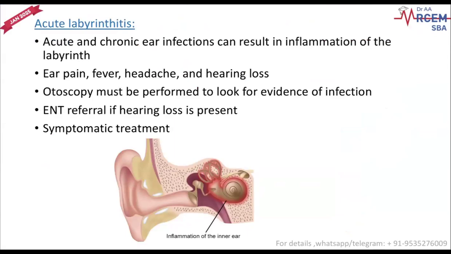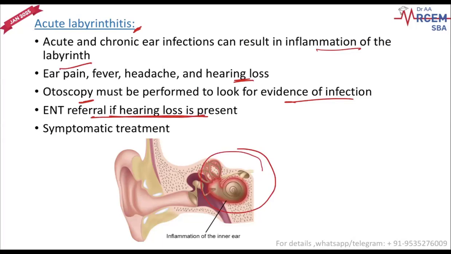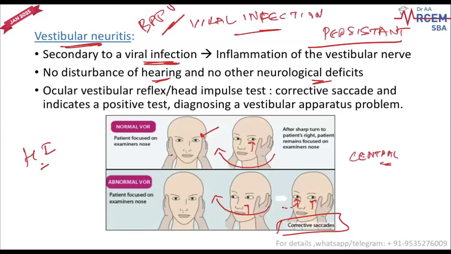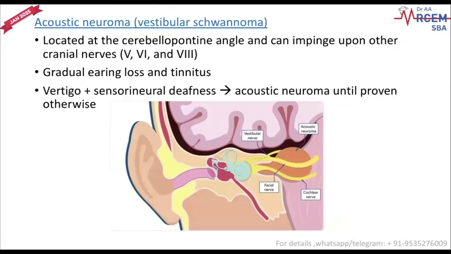Acute labyrinthitis. Acute labyrinthitis, inner ear infection we are talking about. It's the inflammation of the labyrinth. The inner ear has got inflamed. Inner ear is affected here, so some amount of hearing loss will be there in these patients. Otoscopy must be done to look for any evidence of infection. You will be referring if a significant amount of hearing loss is present. Again, symptomatic treatment. Here also it is symptomatic treatment.